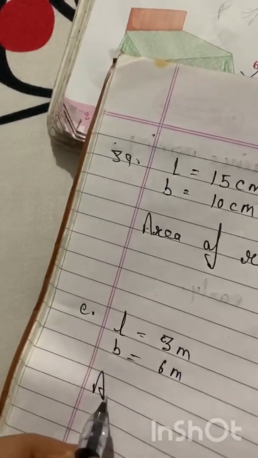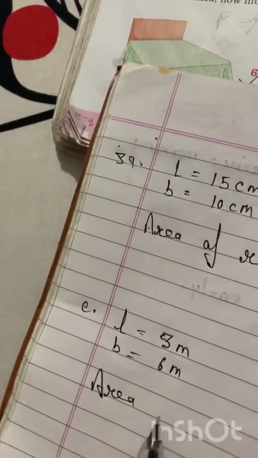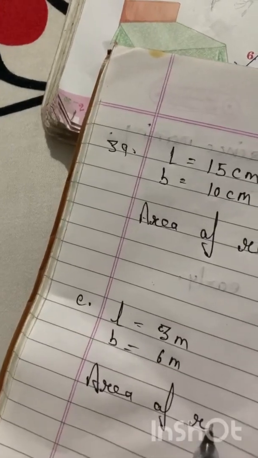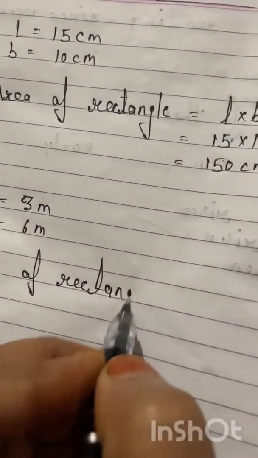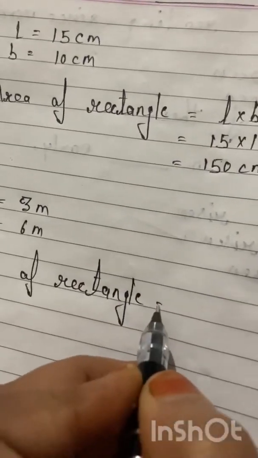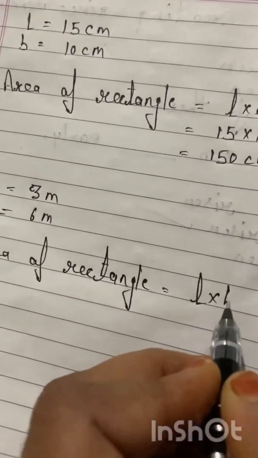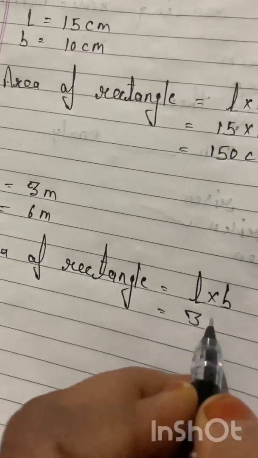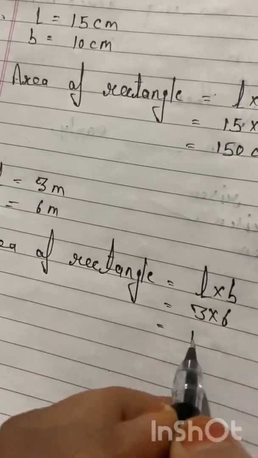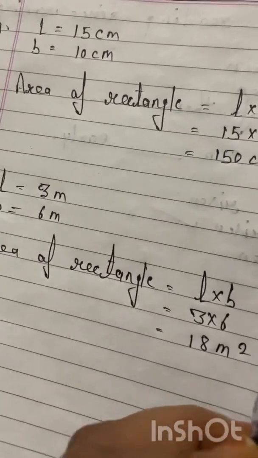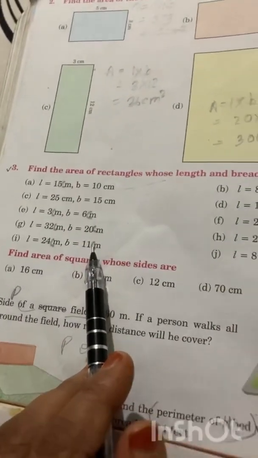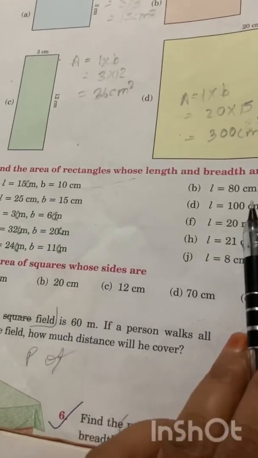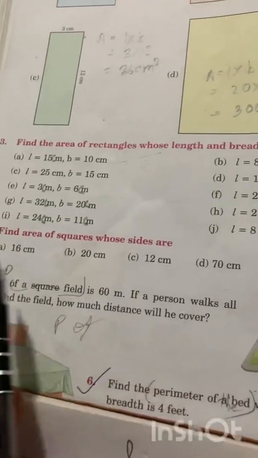So area of rectangle is equal to length into breadth. This is 3 into 6 is equal to 18 meter square, which is our answer. Okay students, in this way you have to solve all. You have to use the formula of L into B and solve it. Now come to the next question.